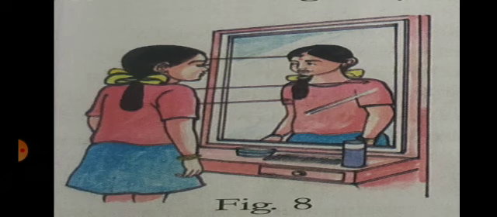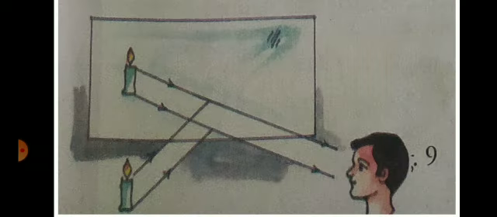Now you are seeing here in figure 8 how the girl is able to see her image in the mirror. Now, children, let us see here in figure 9 and observe the lines. They will explain how the image of a candle is formed in the mirror and how you are able to see the image of the candle in the mirror.